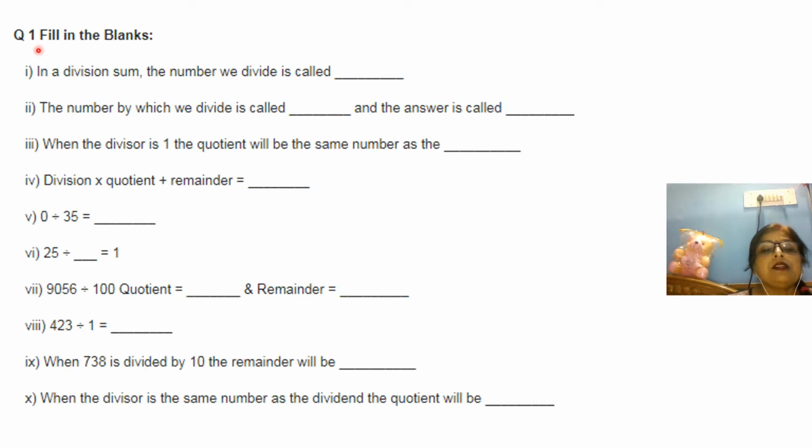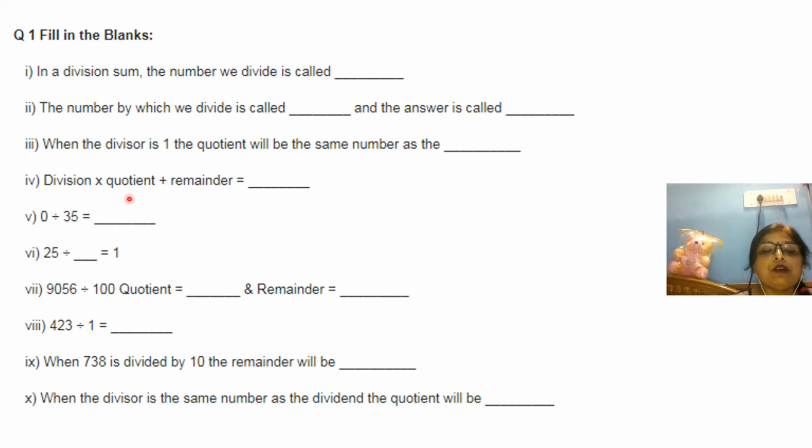My students, this is your fill in the blanks. All of you know about it. First question, in a division sum, the number we divide is called dash. Here you have to write down the right answer. The number by which we divide is called dash, and the answer is called dash. When the divisor is 1, the quotient will be the same number as the dash.